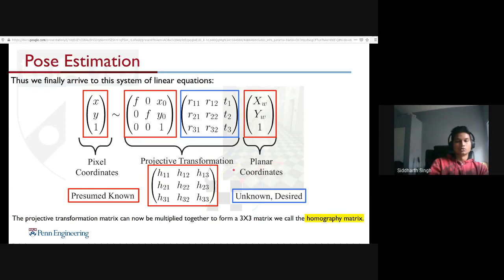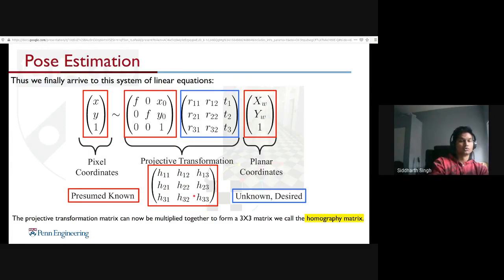So in these things, what do we know? We know that we will have the correspondence. So this and this and this are presumed known, and this thing, R and T, this is unknown, and this is what you want to find. The homography is also known to us.